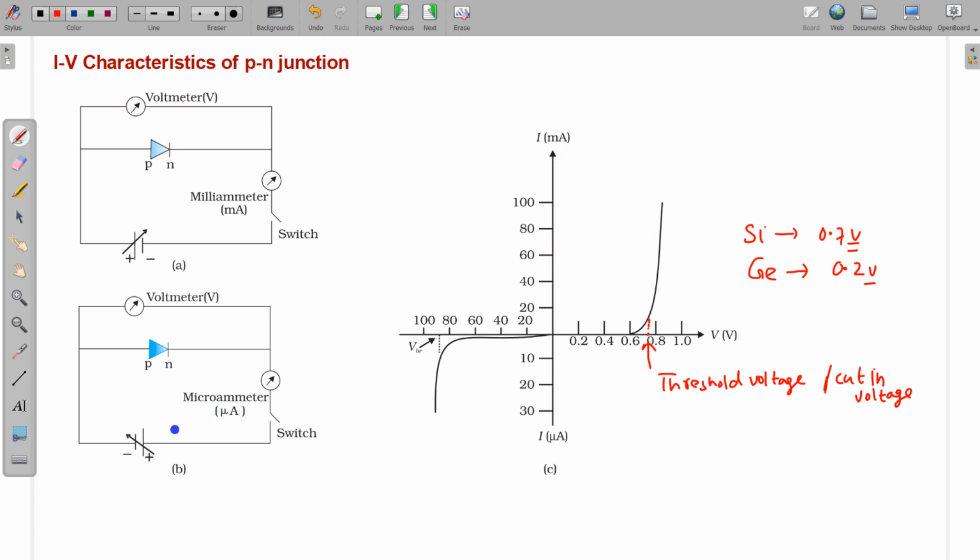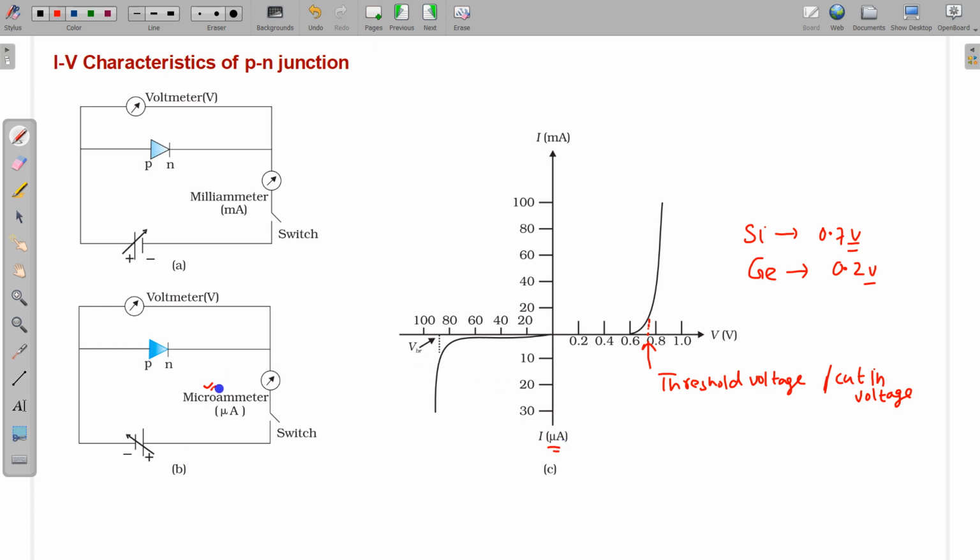Now in the reverse bias mode, V is negative, and as we increase the reverse bias voltage, we can see the current is almost constant. We have plotted this on a microampere scale, because the net current in the reverse biasing mode is due to drift, and drift is due to minority charge carriers, which are obviously in minority, so the current obtained is very small, of the order of microampere.